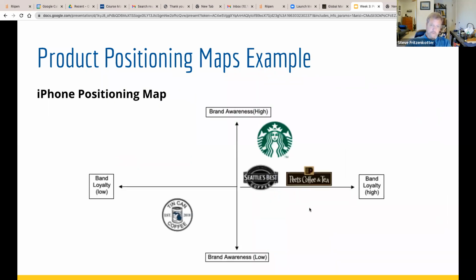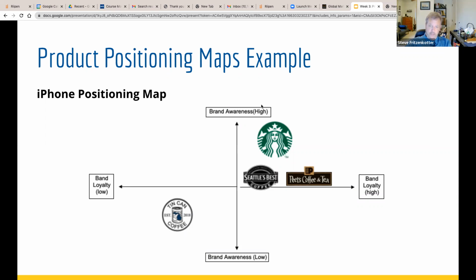Now, if you look at how it's used in a different way, the product positioning map, or sometimes we call it the PP, the product map, the PM, and there's acronyms for it. This shows like the coffee market, if you will. Not all the players, just some. In this case, I used brand awareness high, brand awareness low, brand loyalty high, brand loyalty low.